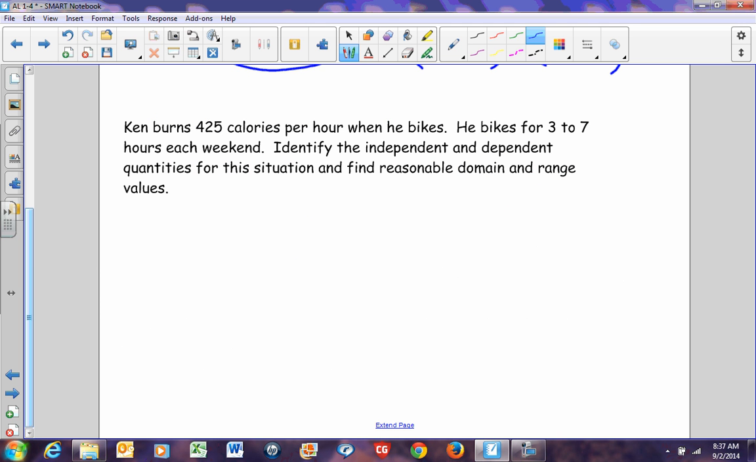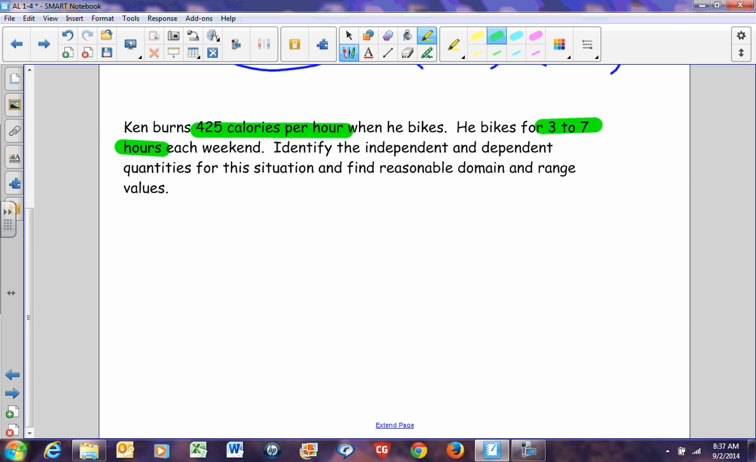Ken burns 425 calories per hour when he bikes. He bikes for 3 to 7 hours each weekend. Again, we're going to identify the independent and dependent quantities and find a reasonable domain and range. So we look at this and we have two things that we're focusing on. We are focusing on calories burned and hours biked.